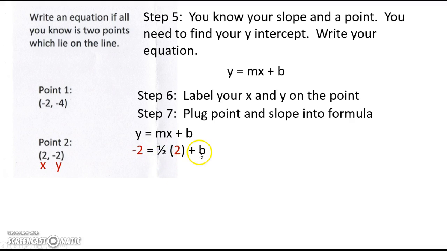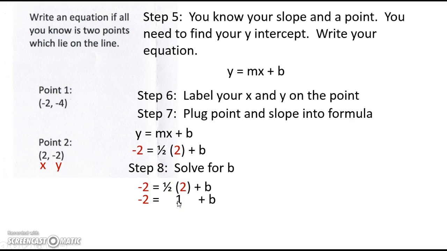So now I'm going to solve for b. So I'm going to do 1/2 times 2, which is 1. So now -2 is equal to 1 plus some number, which is our b, our y-intercept. So we want to get b by itself. So we have to move the 1. So we're going to subtract 1 on both sides. Once I do that, this cancels out, and I'm left with b. -2 and -1 is -3. So now we know b is -3.